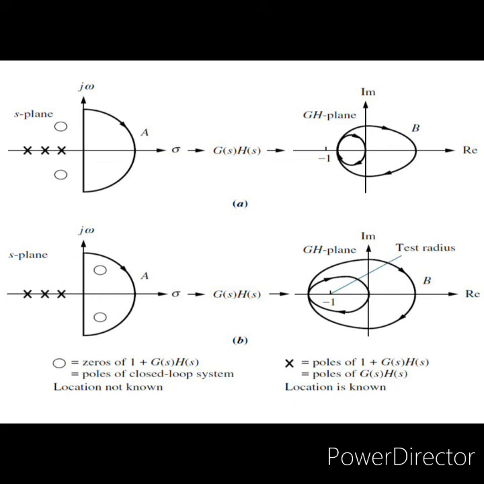We just have to make the plot and find out the value of N, the number of encirclements of the minus 1 point, and from there we subtract P minus N and we get the value of Z. And Z should be equal to 0. If Z is not 0, this means that the given system is unstable. That is the whole idea.